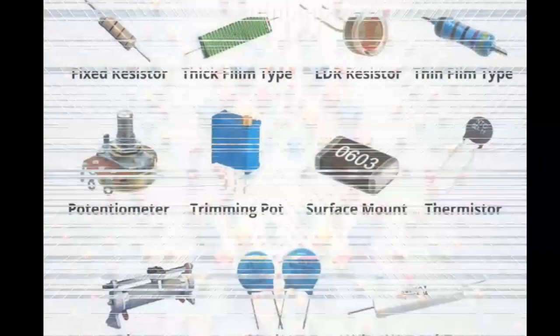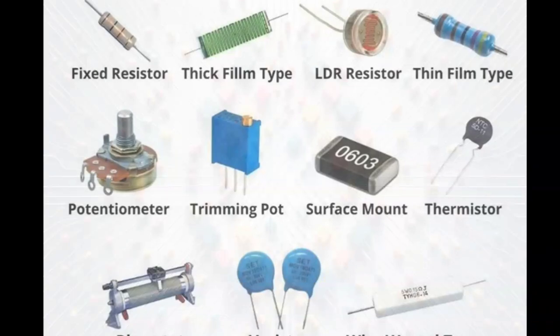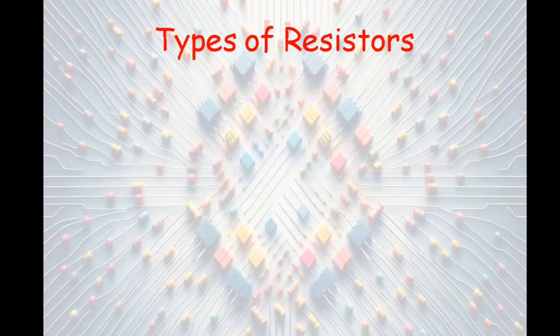So resistors have different types. These are the fixed resistors. You can see there are a number of resistors: fixed resistors, thick film, LDR, thin film resistors. What we have here are the variable resistors. These are the different types of resistors which I already showed in one video. I made a separate video on that, so just go and check what the resistors actually look like.